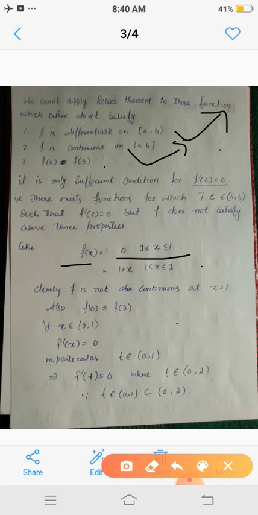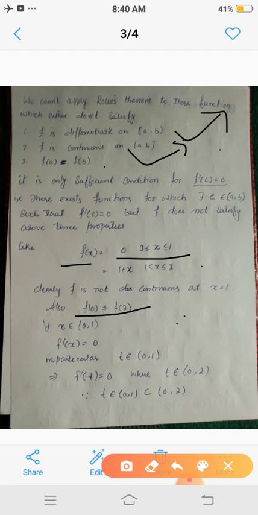Hence we can simply say that it is discontinuous. It is not continuous in the closed interval 0 to 2. Also f of 0 is not equal to f of 2, because f of 0 is 0 and f of 2 is 3, which implies that f of 0 is not equal to f of 2.